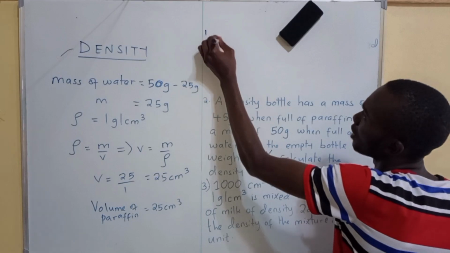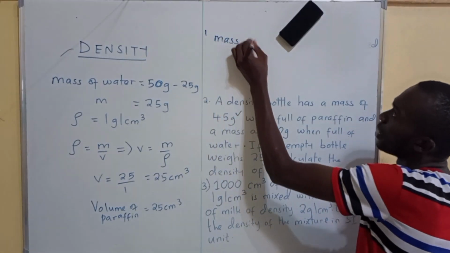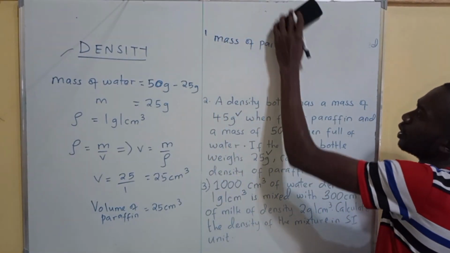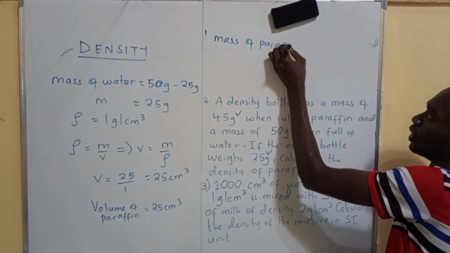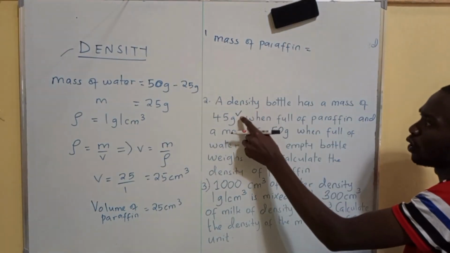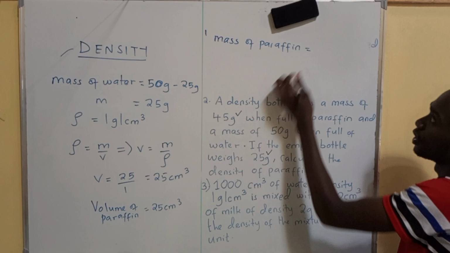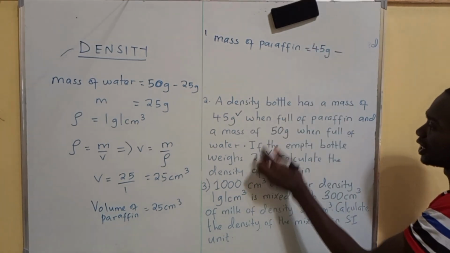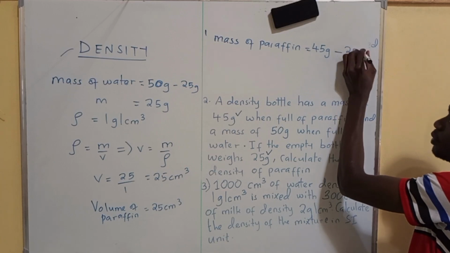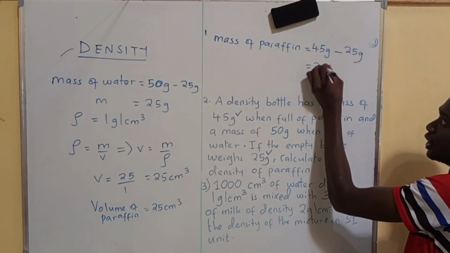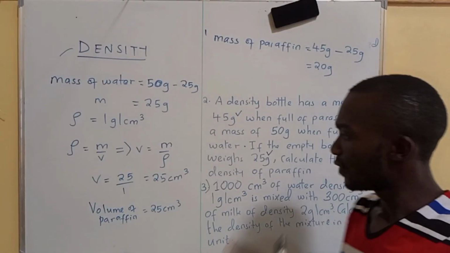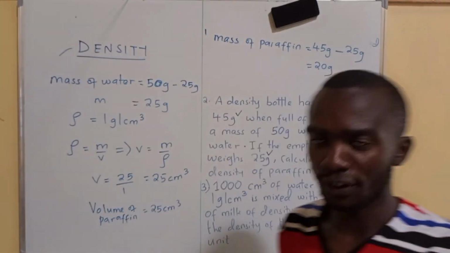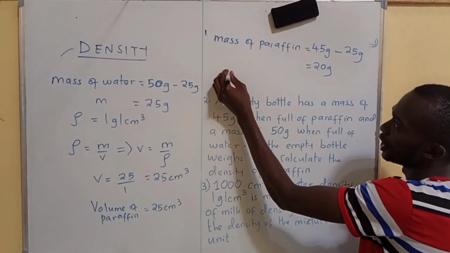So the mass of paraffin is equal to the mass of the density bottle plus paraffin, which is 45 grams, minus the mass of the density bottle itself, 25 grams. So this one gives 20 grams. We have the volume of the paraffin and the mass of the paraffin. We can get the density.